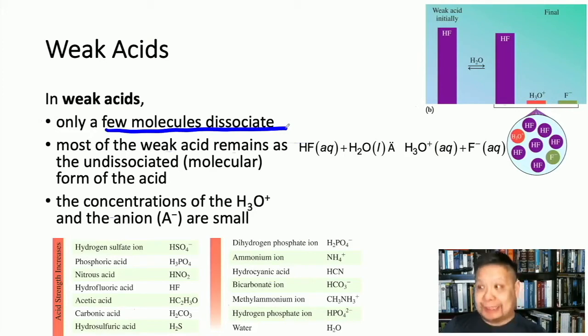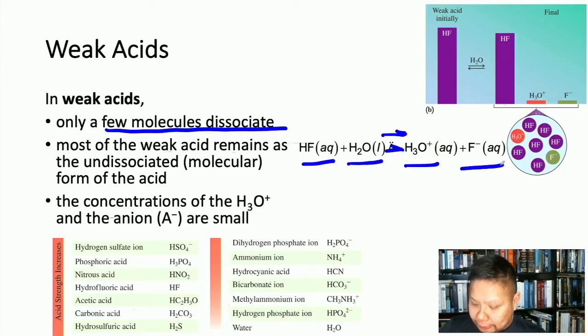Most of it remains as the molecule. For example, hydrofluoric acid here, combining with water, and that should be an arrow. I don't know why it did that, right? Hydrofluoric acid combining with water gives you the hydronium ion plus the fluoride ion, right?